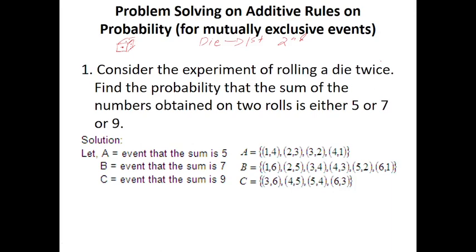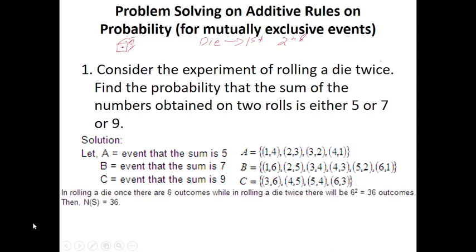Okay? Now, considering this, let's now determine the probability that the sum of the numbers obtained on 2 rolls is either 5 or 7 or 9. So either 5 or 7 or 9. So meron siyang option. No? Option A, option B, option C. So, apply natin. So ito lang yung formula.